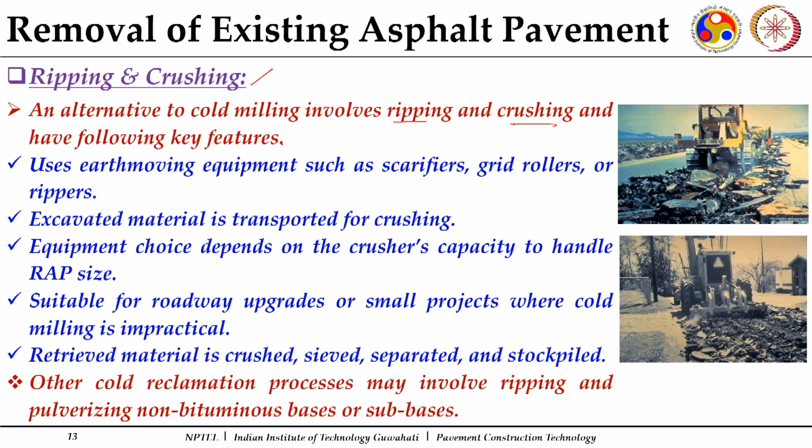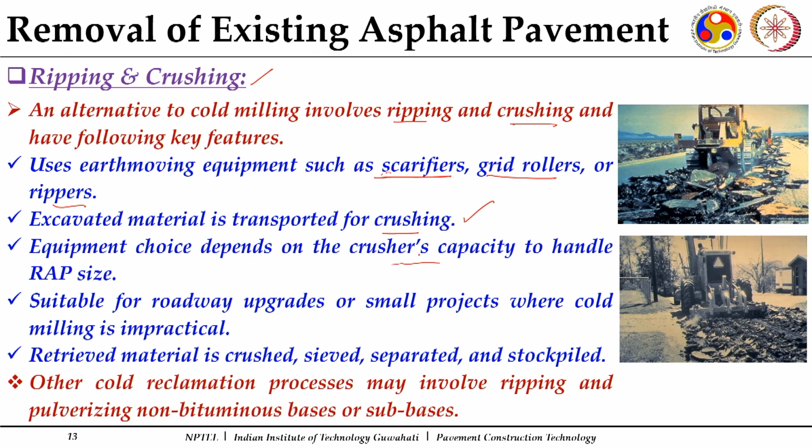And the key features of this particular one: what type of equipment can be used? We can use scarifiers, grid rollers, or rippers. You can see this is a ripper, which is breaking the asphalt material, especially the one which has been distressed. Because you can see big chunks are there, they need to be transported for crushing operations, because they have to be brought to usable sizes.